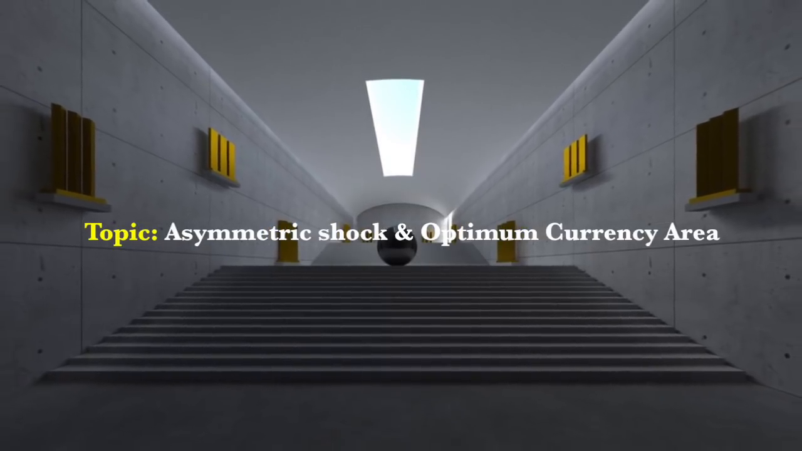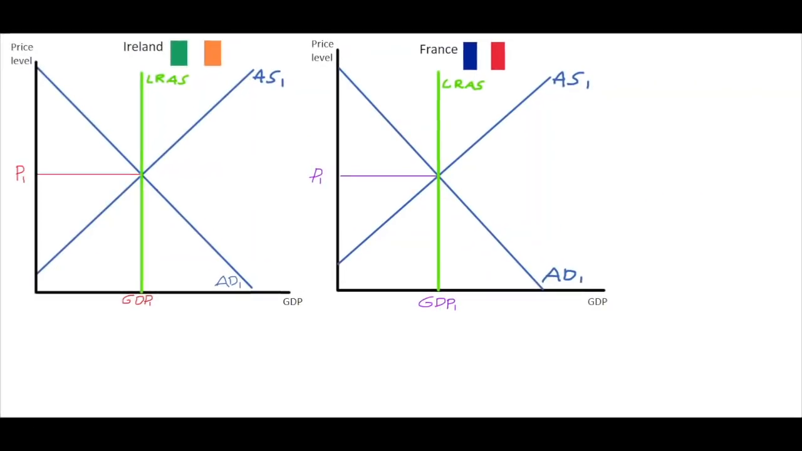Optimum currency theory. In this video, we are going to examine the implications of an asymmetric shock involving two countries in a common currency area. The asymmetric shock in this case will affect Ireland as a positive aggregate demand side shock, so more spending for goods and services, and in the French case it will be a negative shock.